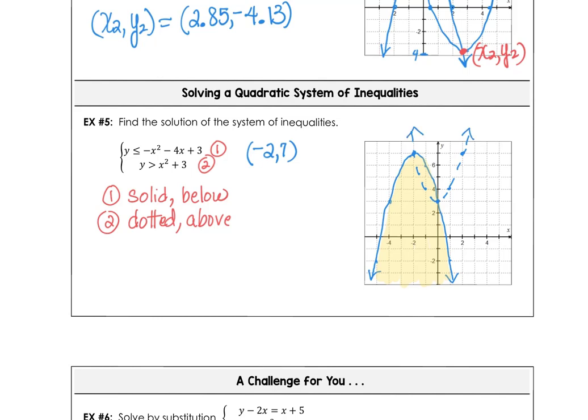Shading above that parabola in a different color, let's use green. And you can see our intersection point is between the two intersecting colors. And that intersection is right in here. So those are our solution sets there.